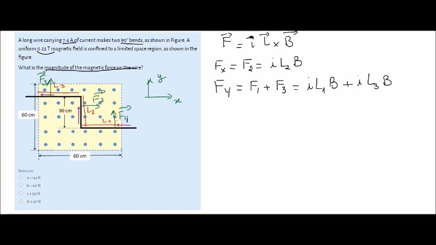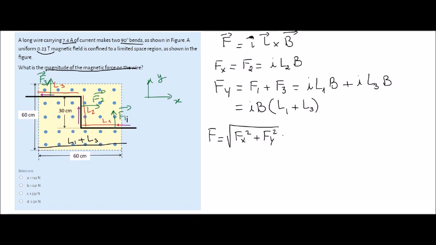All right, what is L1? I don't know. What is L3? I don't know. But if you can see here, you have IB, that's a common factor, times L1 plus L3. What is L1 plus L3? I know L1 plus L3. So I know the forces. Now I need to calculate the magnitude: square root of Fx squared plus Fy squared.